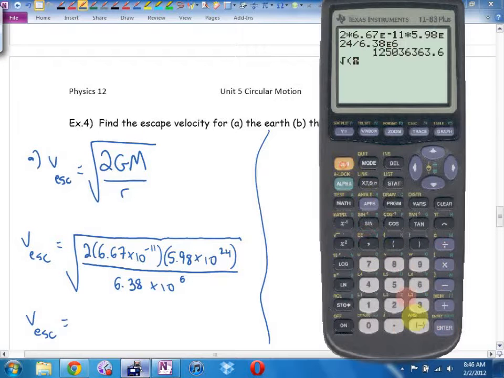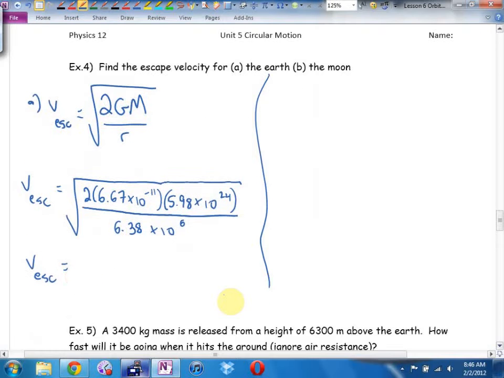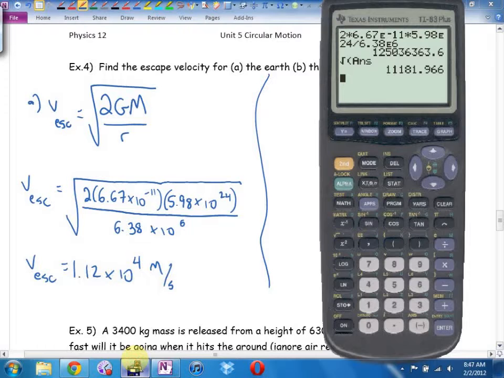I get 1.12 times 10 to the 4th meters per second, or about 11,000 kilometers per hour. Can we do that? Yeah, actually we can. The space shuttle did it all the time. It requires a lot of fuel, and you just keep accelerating, and eventually you're there, and you can achieve escape velocity. It's what the Apollo rockets did when they went to the moon as well.